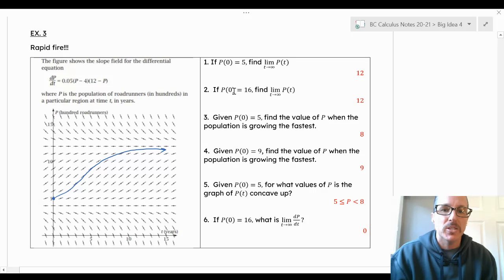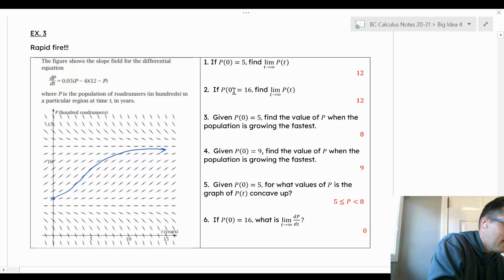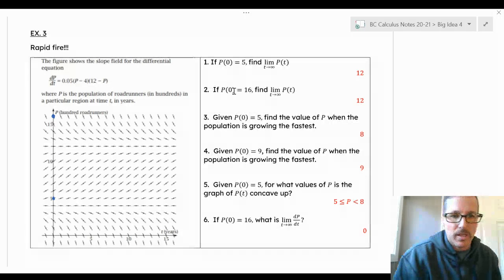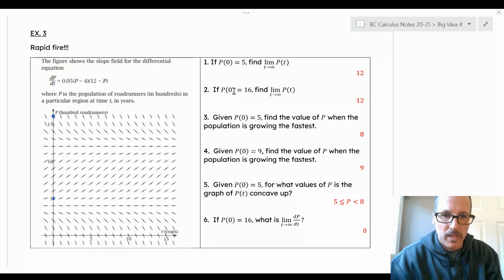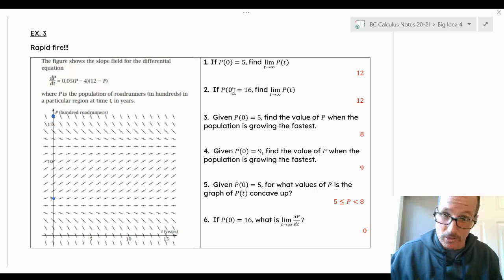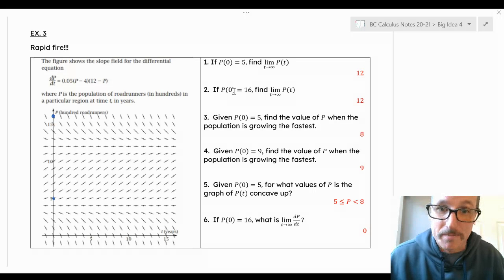Well, what if the initial condition is not 5, but what if it's 16? What if it's above the carrying capacity? Well, I'm going to draw in the solution curve if P of 0 is 16, and it's going to trend again to 12, the carrying capacity.